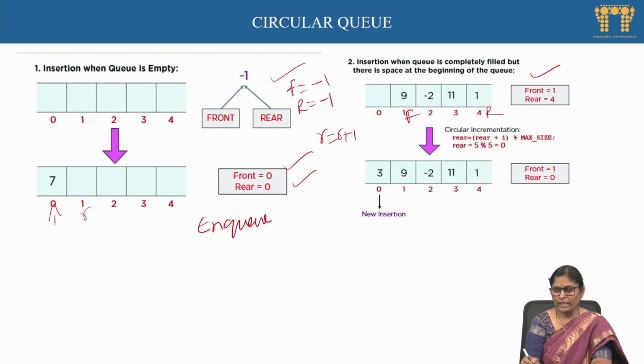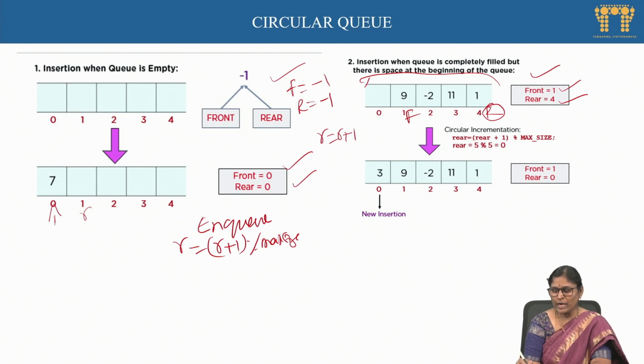Now, in this particular case, we are going to follow a circular incrementation, that is R = (R + 1) mod max size. This performs a normal increment, and also whenever R reaches the max minus 1 position, it has to come back to the 0th position, that is the starting index of a circular queue. Then here your R is 4 and front is equal to 1.